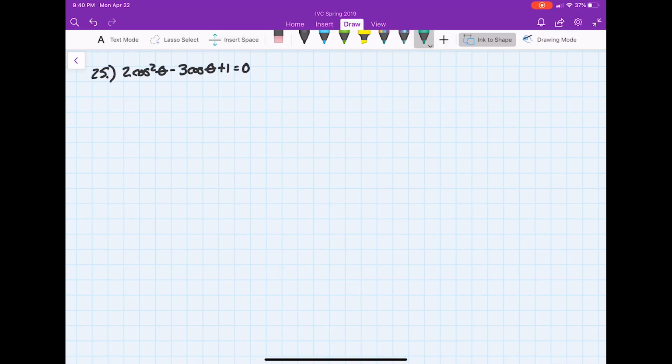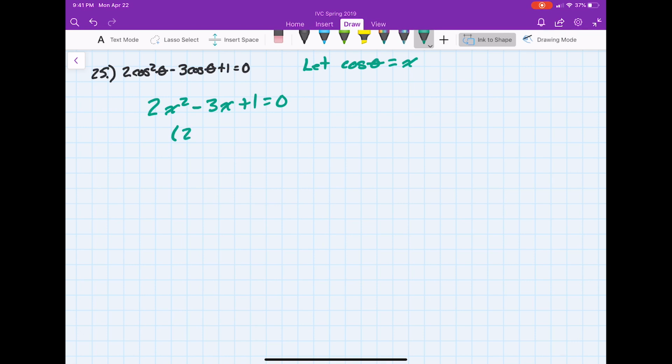So for 25, this one's a little bit more complicated. So let's just make it easier on ourselves. Let's let cosine theta equal x. So we'll just substitute x wherever we see cosine theta. So we have 2x squared minus 3x plus 1 equals 0. Now we have something easier to recognize as something that can be factored.